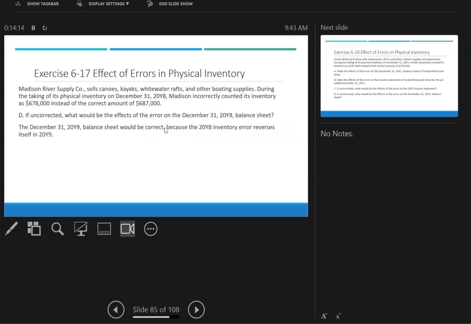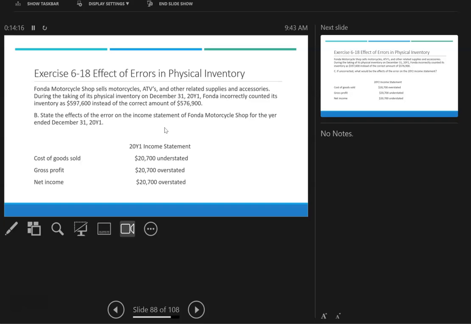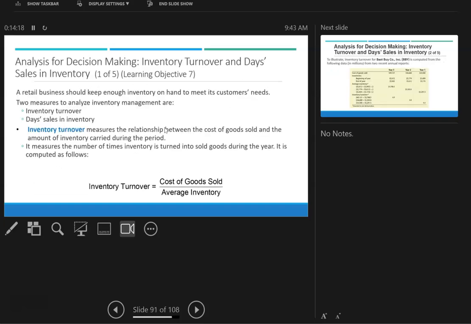And I'm so sorry, I probably put too many exercises on here, but know that when errors do occur, it can ultimately affect the financial statements. So if the inventory is being understated, that generally means that your cost of goods is being overstated, which means your net income is being understated.